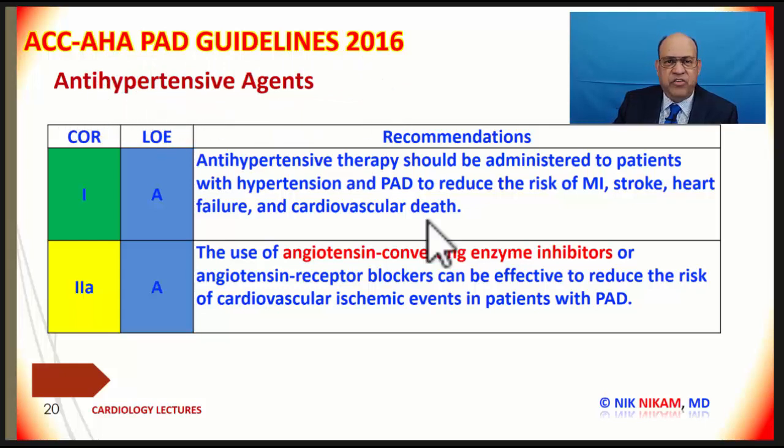Antihypertensive agents. This is a given. Any patient with hypertension and peripheral arterial disease must be aggressively treated with antihypertensive agents to reduce the blood pressure and also reduce the risk of MI, stroke, and heart failure. And it has also been shown that patients should be treated with an angiotensin converting enzyme inhibitor or angiotensin receptor blocker to reduce the risk of cardiovascular ischemic events in patients with peripheral arterial disease.